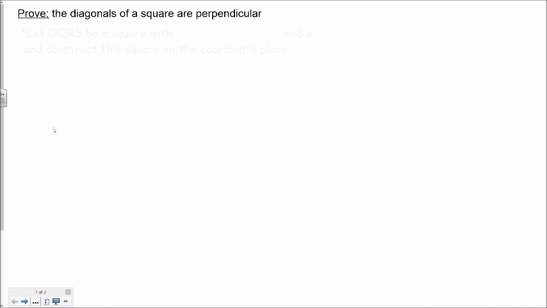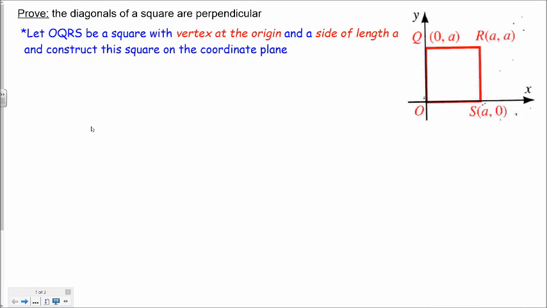Say I want to prove the theorem that the diagonals of a square are perpendicular. I'm first going to need to create a square in the coordinate plane. I'm going to do that by letting OQRS be a square that has a vertex at the origin and a side of length A, and I'm going to construct that square in the coordinate plane. Notice that as I graph it, OQRS has one point on the origin. I go up A units to get my next point, at the coordinate (0, A). I go over A units horizontally to get my next coordinate, (A, A).